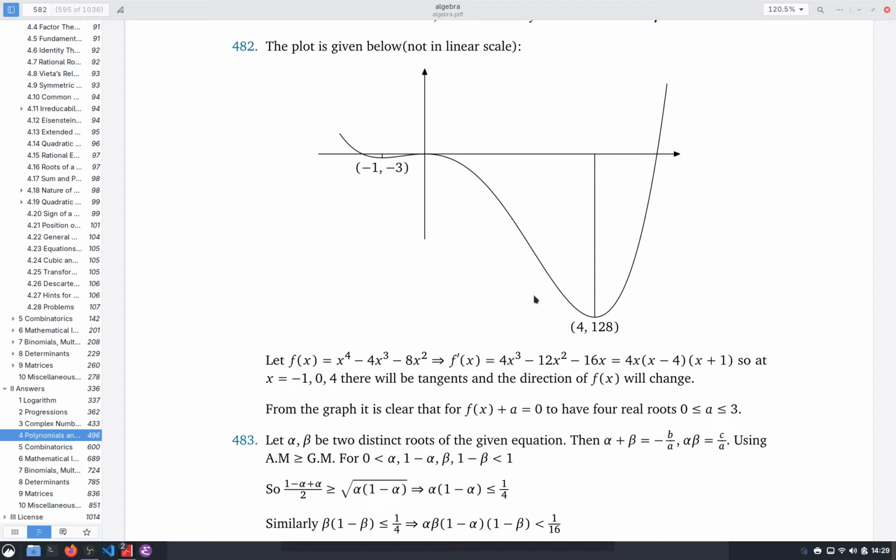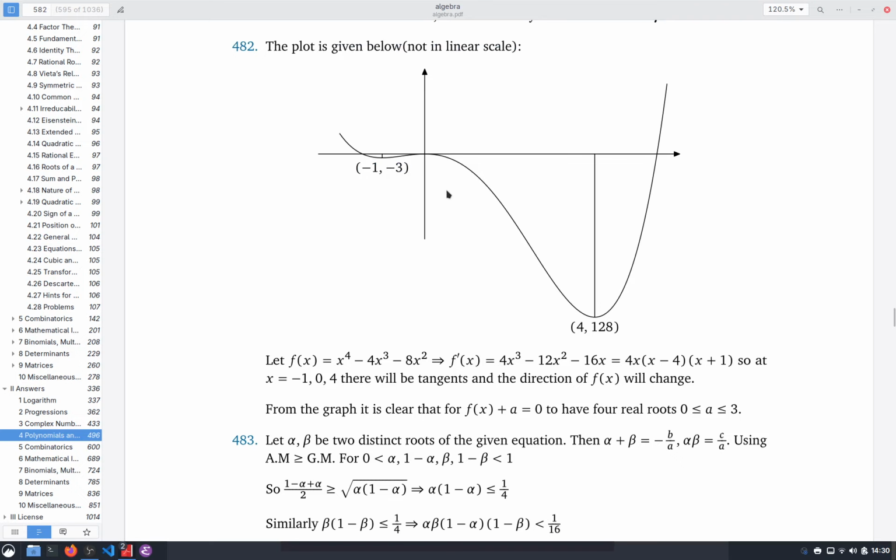Now, if you see this particular plot, this particular point is minus 1 and minus 3. Now, if you add a, the graph moves up. So if you add a, this graph will move up, and then there will no longer be four roots. That is, the roots at minus 1 and 0 will vanish, and we will have one more root here, which will touch it. But if you increase further more than 3, then this root will also vanish.